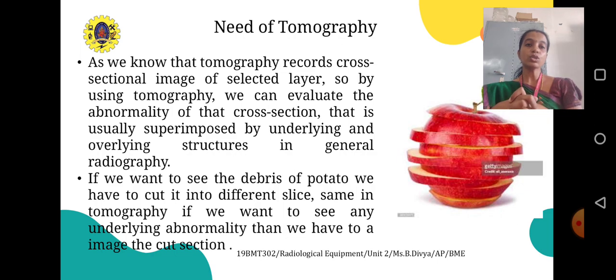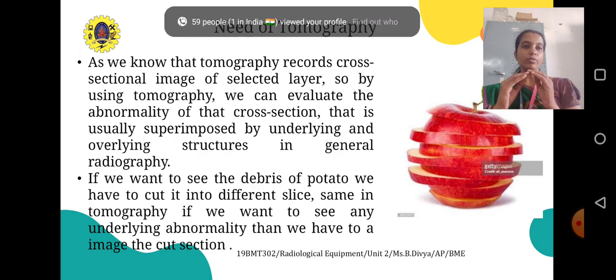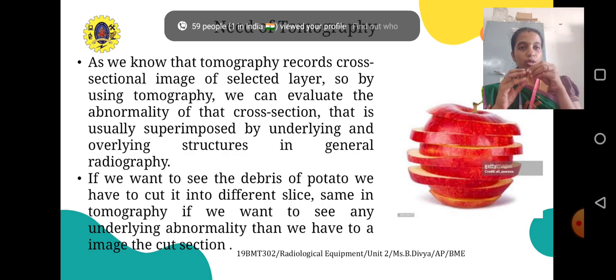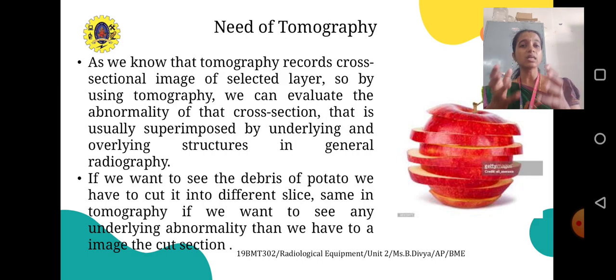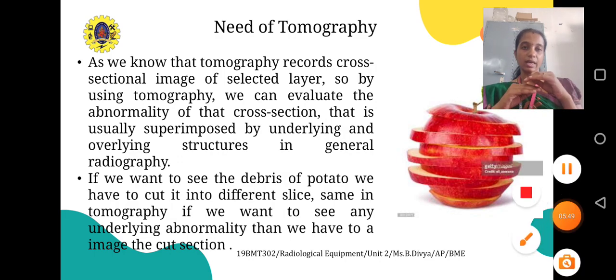If we want to see debris in a potato, we have to cut it into different slices. The same goes for tomography: if we want to see any underlying abnormalities, we have to image the cut section. For example, if you want to find anything in the potatoes, debris in the potatoes, we have to slice it, right? Likewise, the abnormalities to be identified in tomography will be found by the slices, the cross-sectional images.